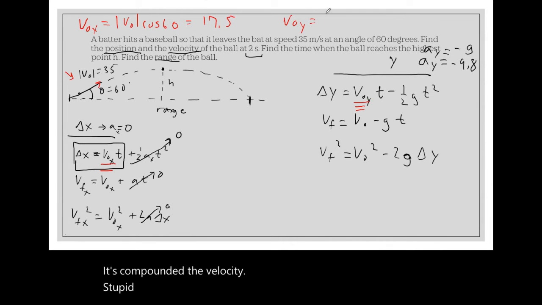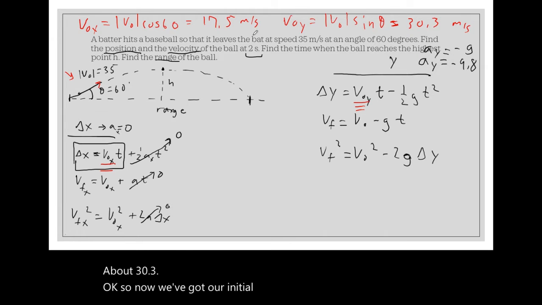Let's do v naught y then similarly. Plugging in those numbers, we get, let's see, it's about 30.3. Okay, so now we've got our initial velocity in the x direction and our initial velocity in the y direction.